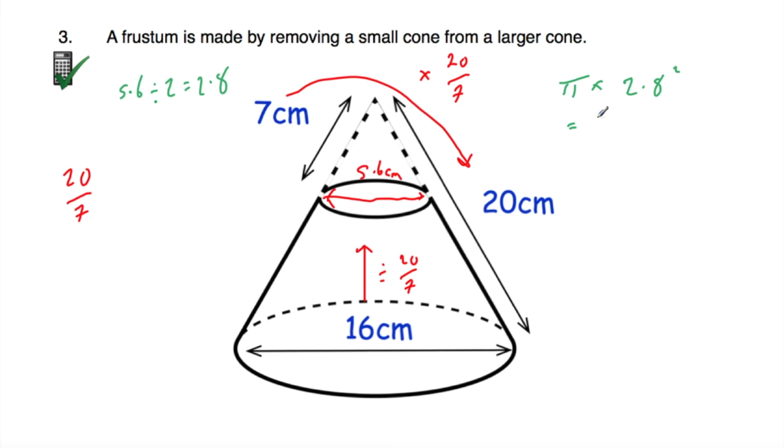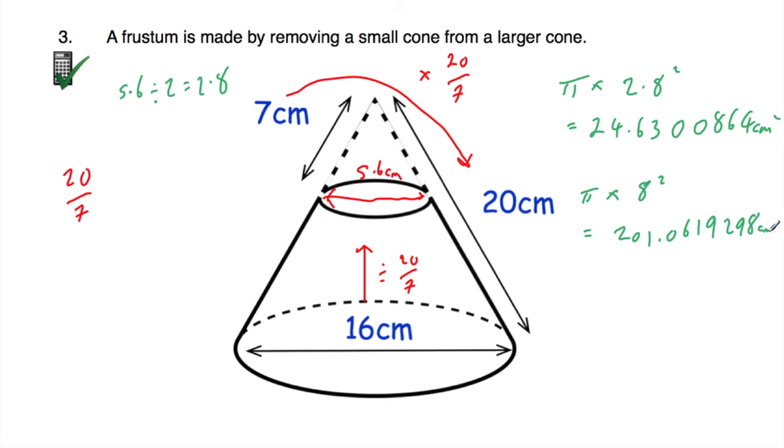196/25 pi, or as a decimal number, 24.6300864 centimeters squared. So that's the area of the circle on the top of the frustum. The area of the circle at the bottom of the frustum would be pi times the radius, which would be 8 squared. And if you do pi times 8 squared, that's equal to 64 pi, or as a decimal number, 201.0619298 centimeters squared. So that's the area of the circle on the top of the frustum and the area of the circle on the base of the frustum.